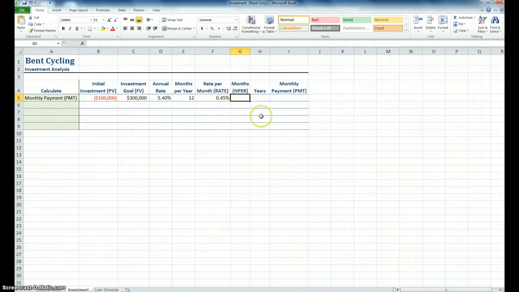Okay, we want to do this over 18 months. Our goal is to start building in 18 months. Well, how many years is that? That's pretty simple to do. This is going to equal this divided by this, 1.5 years.